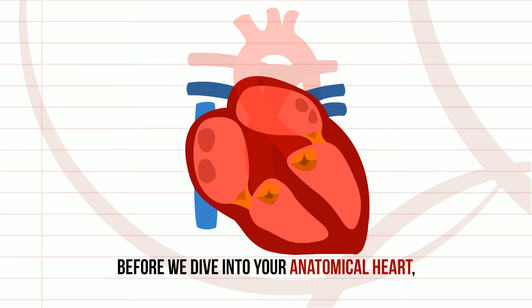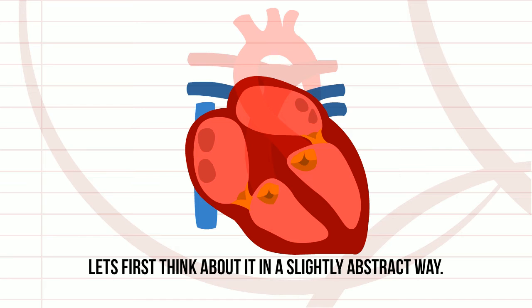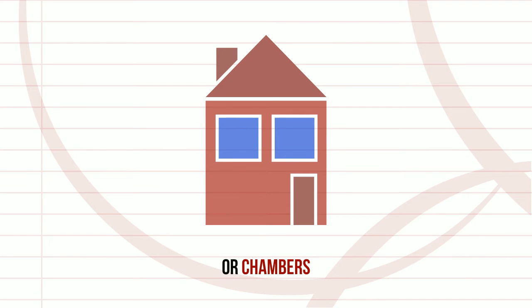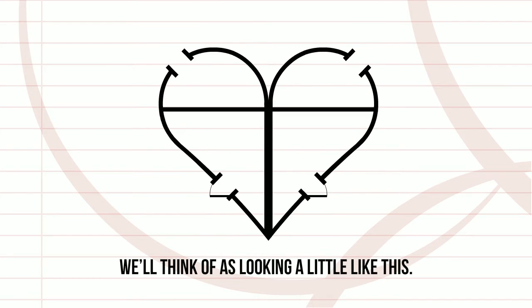However, before we dive into your anatomical heart, let's first think about it in a slightly abstract way. Your heart is kind of like a little house with 4 rooms, or chambers, that for now, we'll think of as looking a little like this.